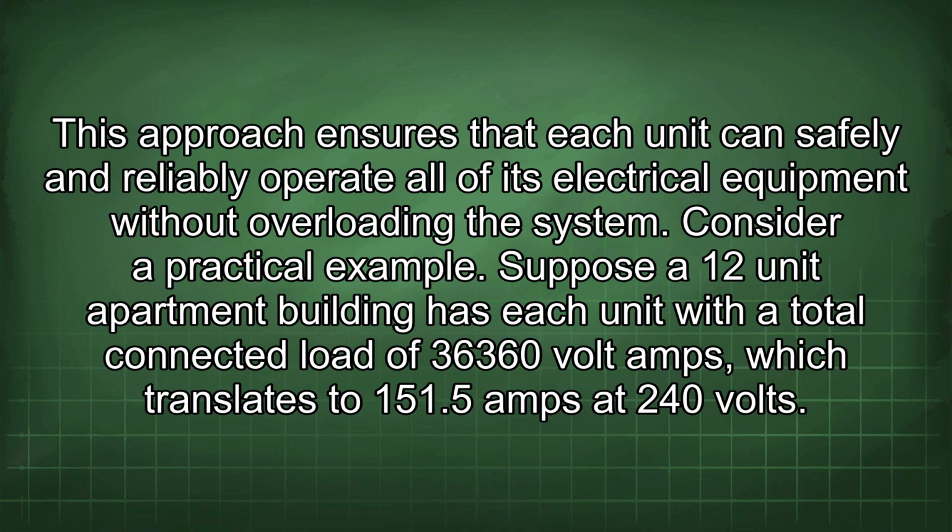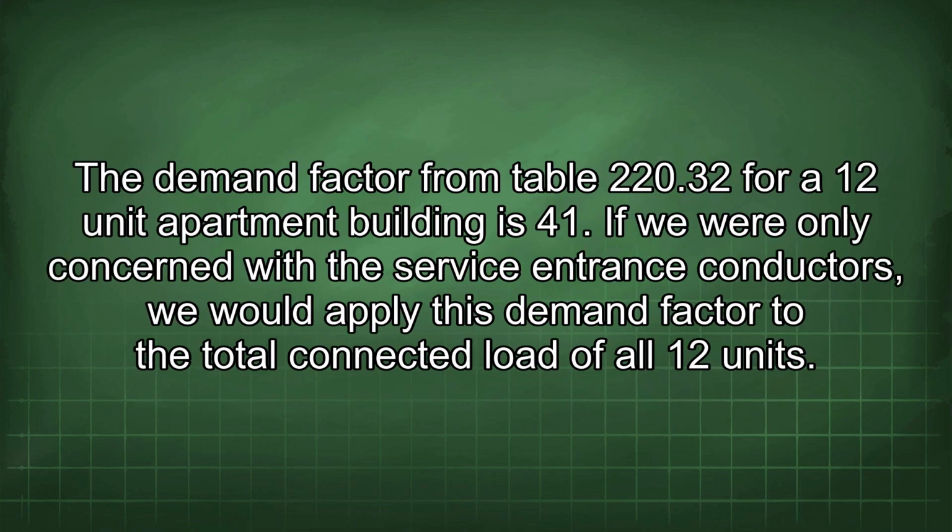Consider a practical example. Suppose a 12-unit apartment building has each unit with a total connected load of 36,360 volt amps, which translates to 151.5 amps at 240 volts. The demand factor from table 220.32 for a 12-unit apartment building is 41. If we were only concerned with the service entrance conductors, we would apply this demand factor to the total connected load of all 12 units.